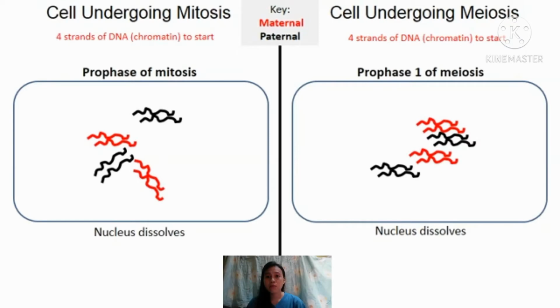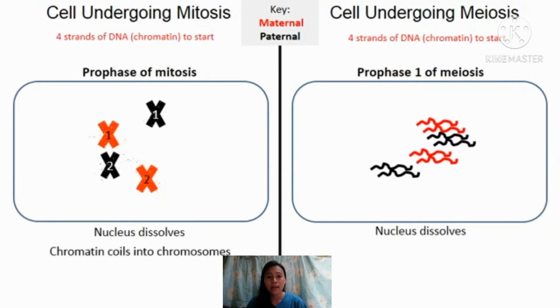And now let's move on to prophase of mitosis. On the left, we're gonna see the loose linear version of DNA called chromatids coil into this X-shaped structure called a chromosome, and on the right-hand side, the same thing.